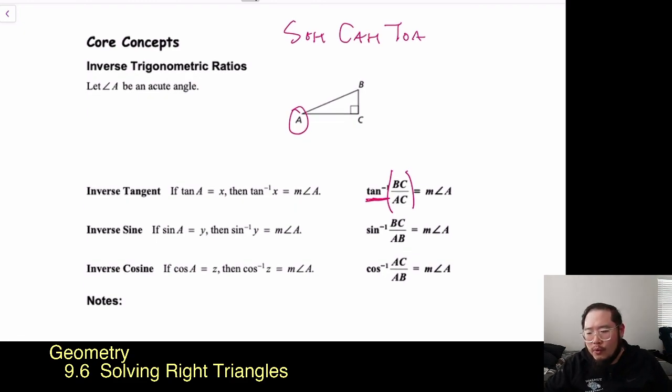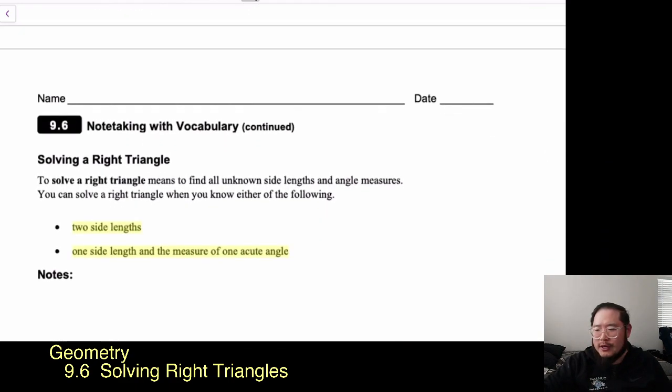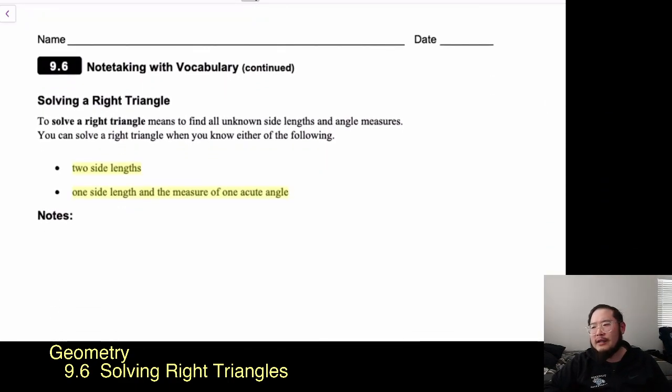So when can we solve a right triangle? Well, that's what we take a look at right here. To solve a right triangle means to find all the unknown side lengths and angle measures. You can solve a right triangle when you know either of the following: 2 side lengths, or 1 side length and the measure of 1 acute angle. If they give you that information, one out of the 2 scenarios, then we can solve for all the sides and all the angles of the triangle using Sohcahtoa.